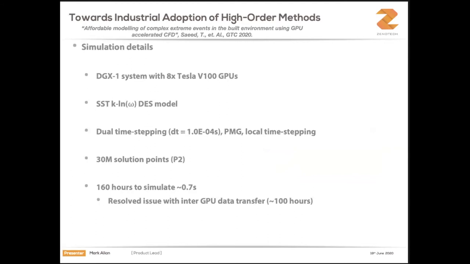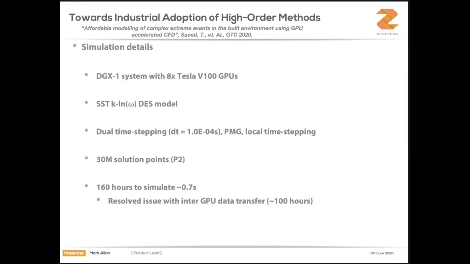So the simulation details: we ran this on a DGX1 system supplied by SCAN in the UK. We ran it on 8 Tesla V100s. I think there was 128 gigabytes of RAM available. We used the SST k-omega DES model with dual time stepping, with a pretty small time step given the sample period that we would probably have needed. We used polynomial multigrid and local time stepping. There were 30 million solution points in the simulation, using P2 elements. I should say that all of the details of this are available on the GTC website. This was presented by Tariq Saeed from AROC.